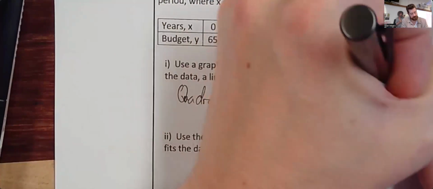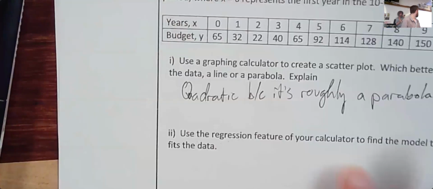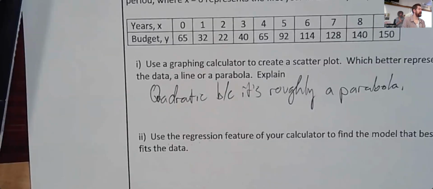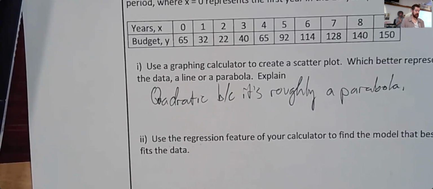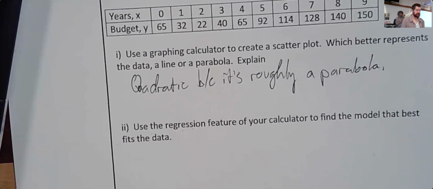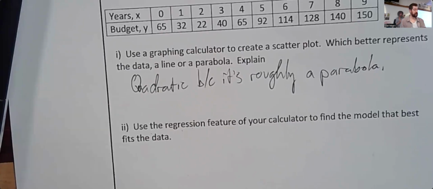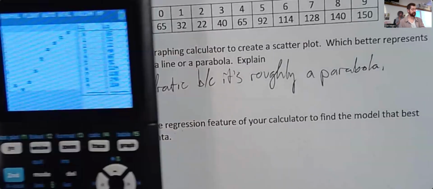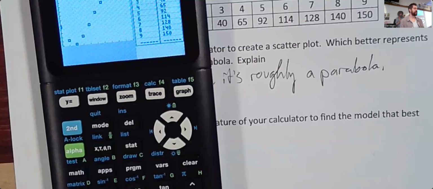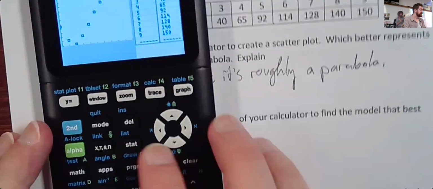Because it's, let's say, roughly a parabola. It's not a perfect parabola, but it generally has that kind of shape to it. So it says use the regression feature on your calculator to find the model that best fits the data. Okay, so once you have that, you're going to make your quadratic regression. We still have like 10 minutes left. We're good. So go to stat.